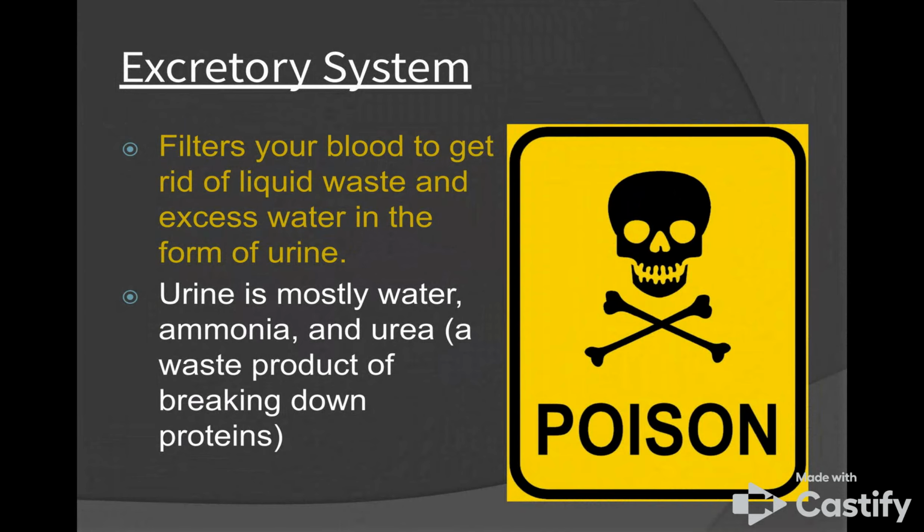Urine is mostly water, ammonia, and urea. Urea is a waste product of breaking down proteins. And just so you know, urine is the scientific word for our pee.